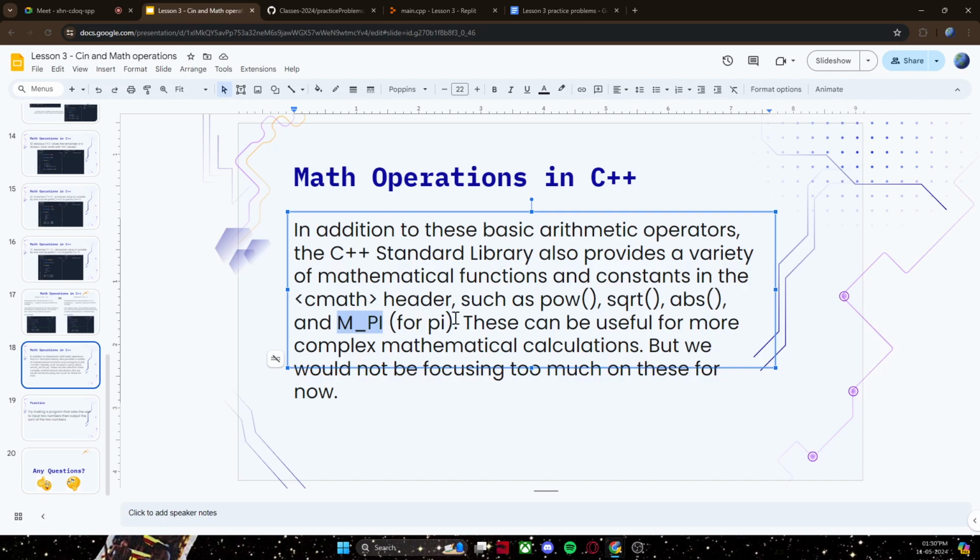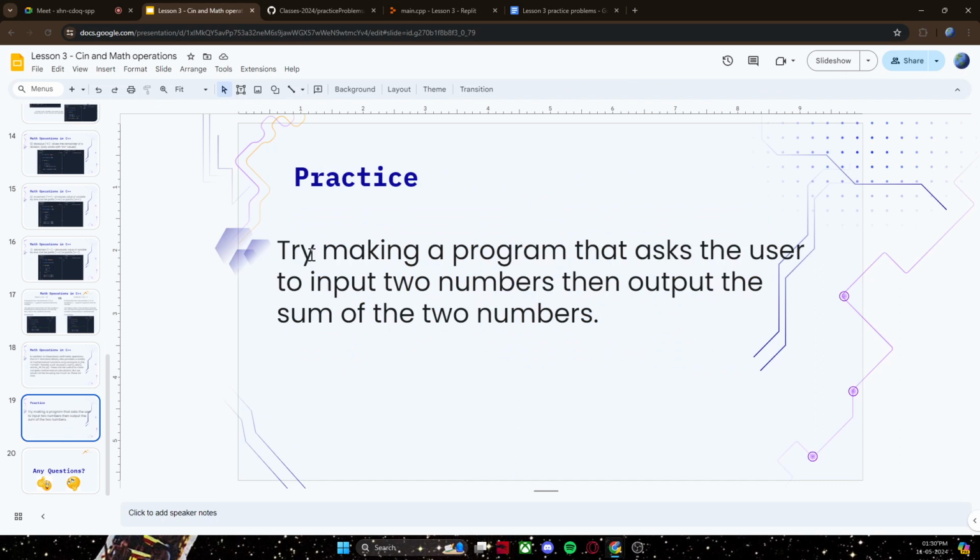You could just write it as 3.14, but I think M_PI stores it with higher accuracy, so more decimals. So you could use these as you learn more about coding or when you need more accurate data. But yeah, these are pretty important as well. But for this course, for now, we won't be focusing on this too much.